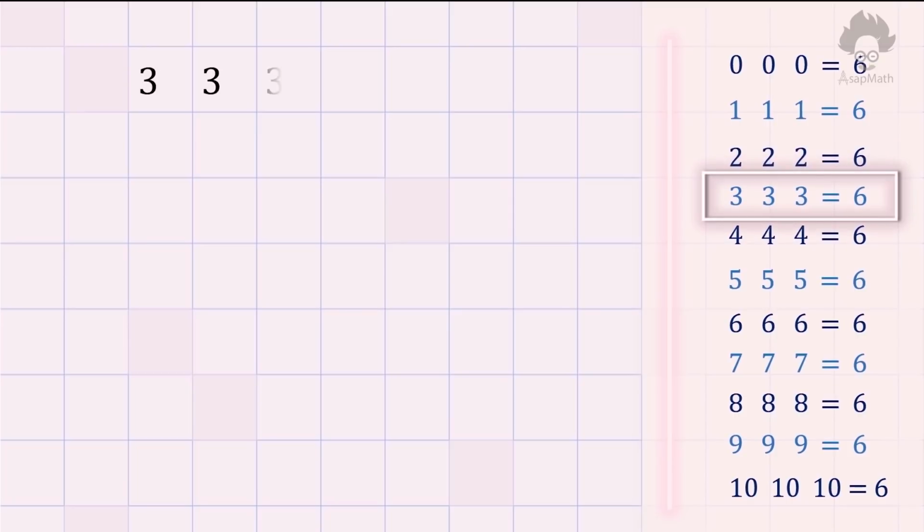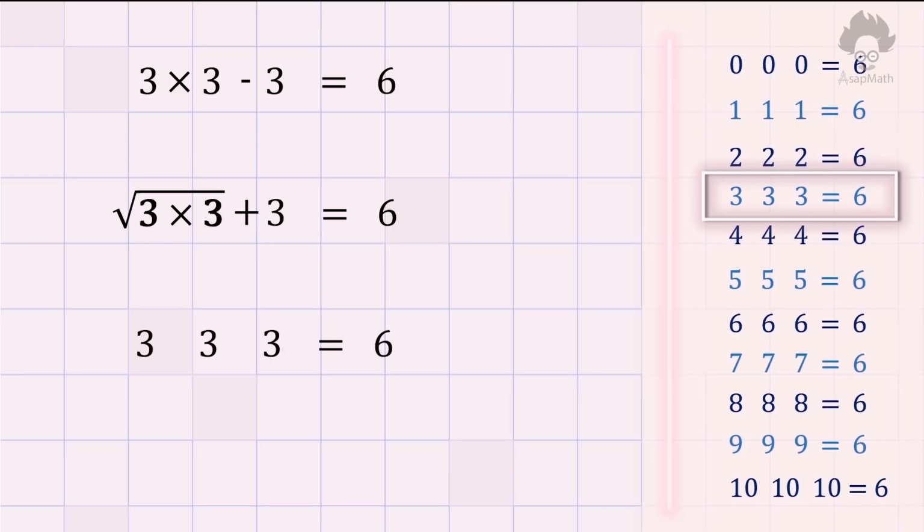Here there are several methods. We will start with the easiest method. We can get 3 multiplied by 3 minus 3 equal to 6. Another method would be square root of 3 into 3 plus 3. We also can use 3 factorial plus 3 minus 3. This is also equal to 6. 3 factorial divided by 3, minus 3 factorial, also gives 6.